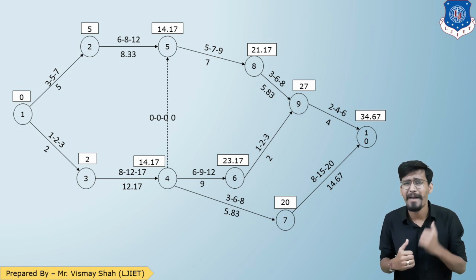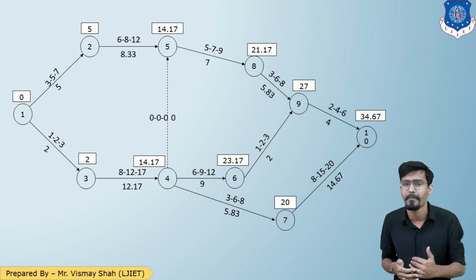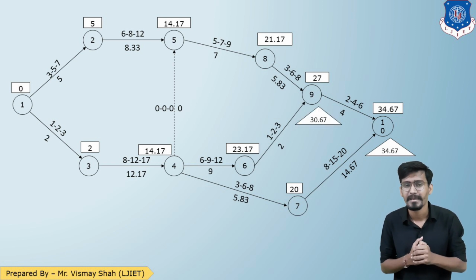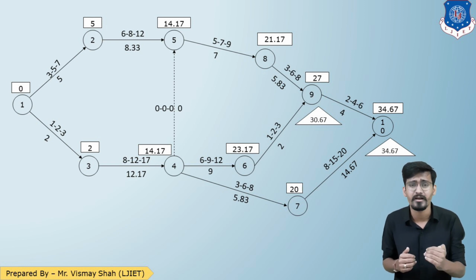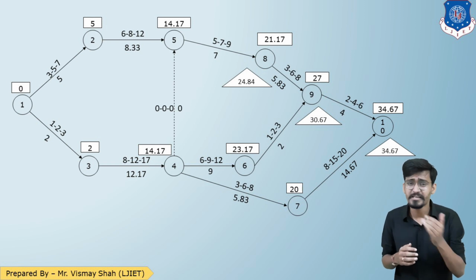Now let us do the backward calculation. To do the backward calculation, let us start with 34.67 at event number 10. Now I am going from event number 10 to 9. So 34.67 minus 4, that is 30.67. Now up to event number 9, that is 30.67. Now 9 to 8. To go from 9 to 8, there is only one way. 30.67 minus 5.83, that is 24.84. Now we have reached event number 8.